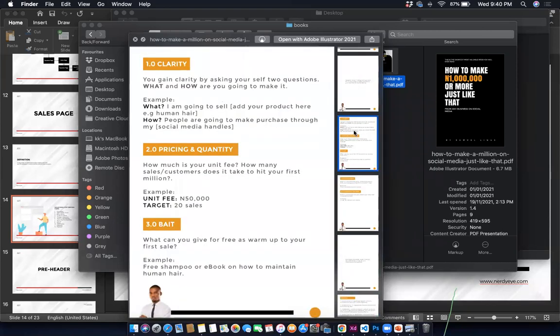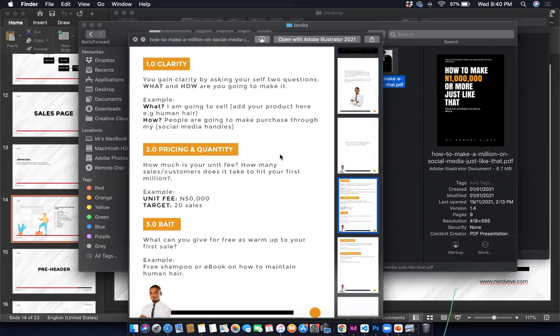My plan when I was writing this, I said, look, Samo, you're not going to speak too much big English and write so many paragraphs. Just tell them the strategy that they need to implement. I spoke about clarity, pricing, and quantity. For example, if you want to make 1 million naira and your unit fee is 50,000 naira, you just need 20 sales and you make 1 million naira.